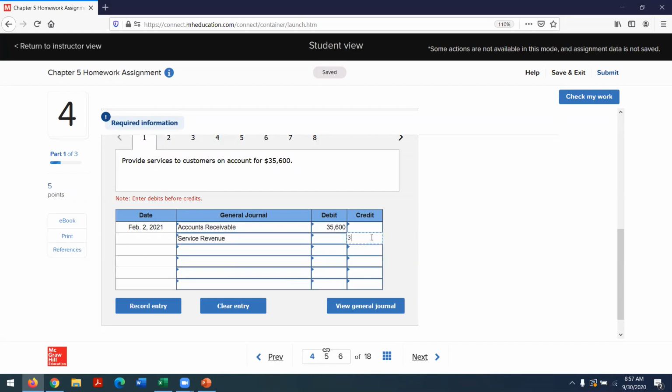Excellent. Number 2. When we receive $25,000 from customers on account, what are we going to do? Cash, $25,000 on the debit, and then accounts receivable, $25,000. Excellent.